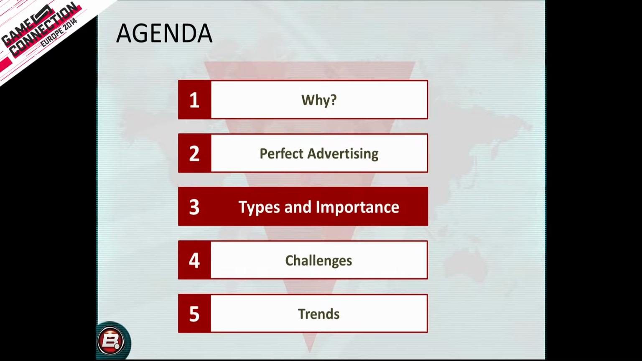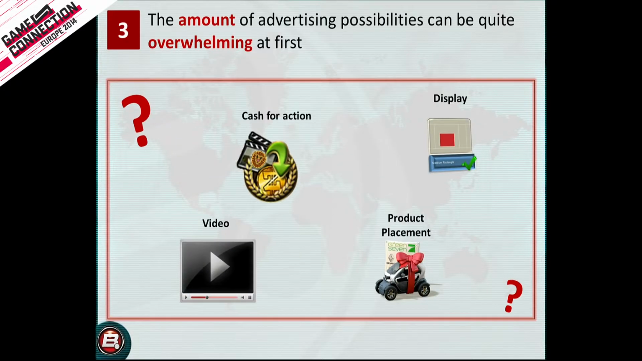So let's jump in. There are a lot of different types of advertising, and I will try to wrap them up for you. And if you have any questions afterwards, then we can go deeper into any of them. So there are, for example, cash for action, different kinds of videos, product placements, and display, and these are just the biggest ones.